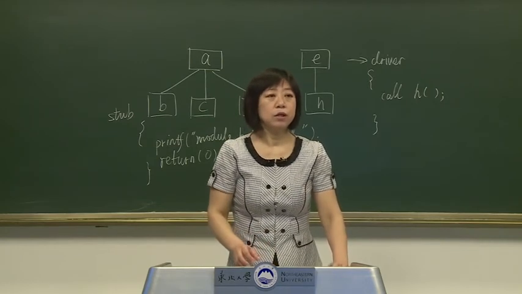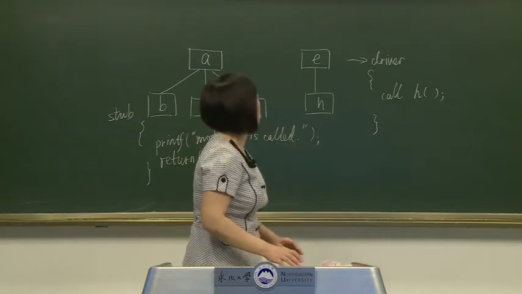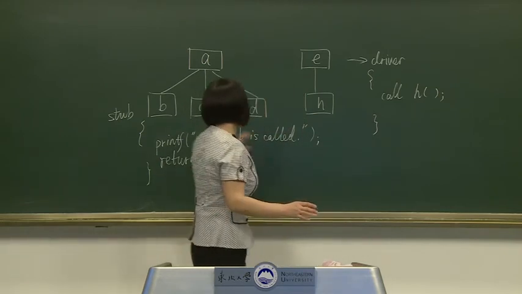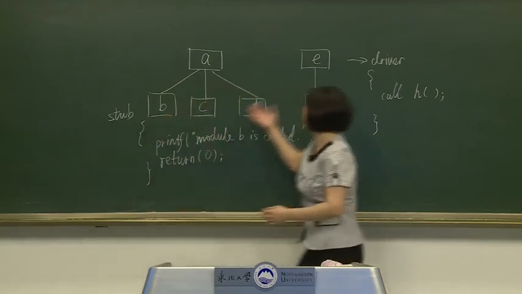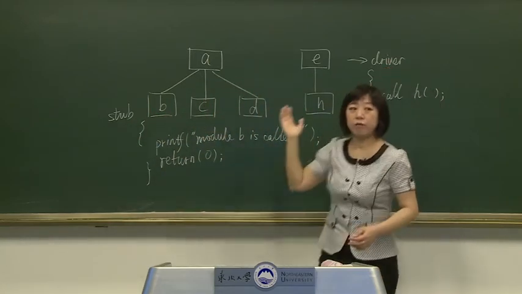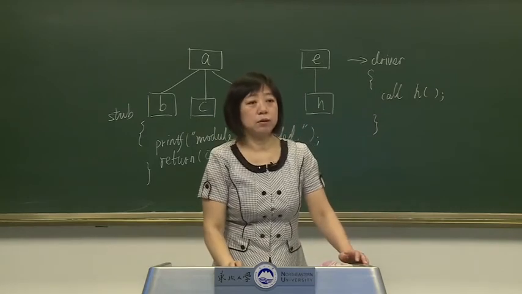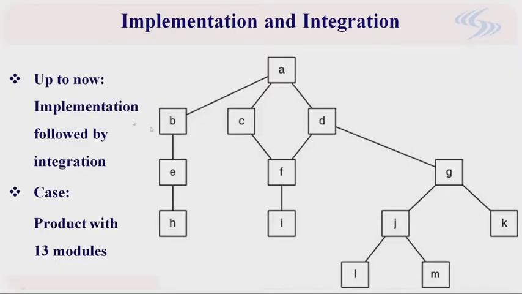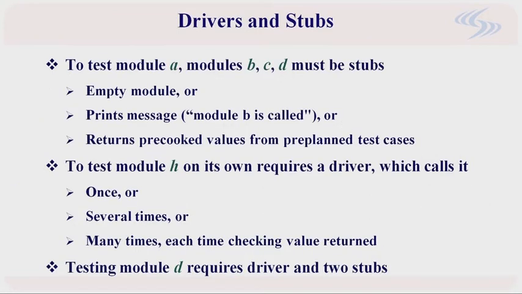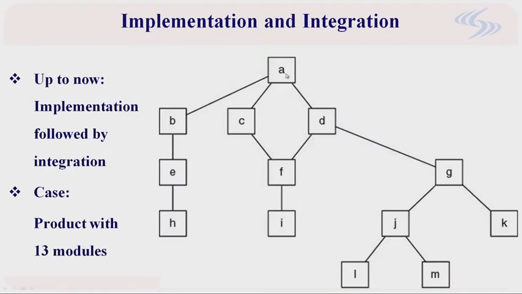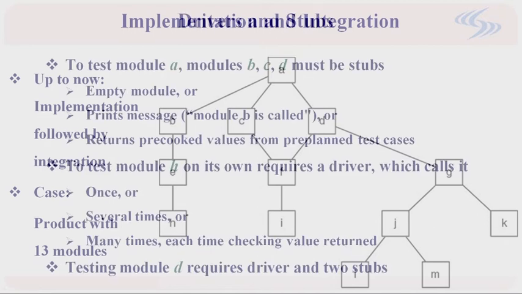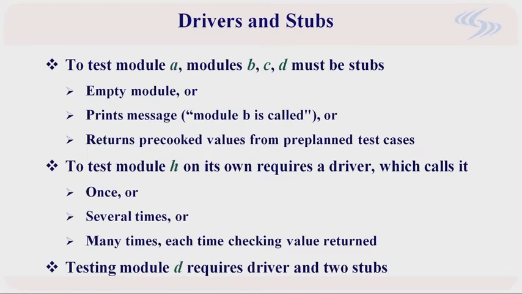So we find that to test some modules, sometimes we may need a stub and sometimes we need a driver. Some other modules, let's say module D, are in the middle. So to test module D will require both a driver for module A and two stubs for modules, let's say F and G. So this is the concept of drivers and stubs.